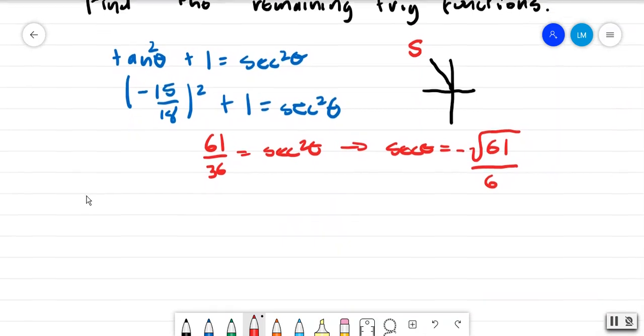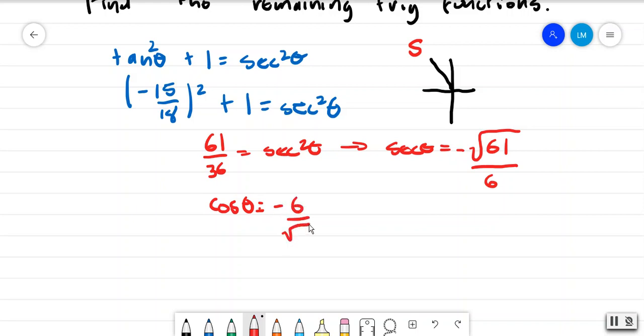Okay, so by this process we can figure out that cosine is equal to negative 6 divided by root 61. But if we reduce this even further, we're going to multiply by root 61 over root 61, and this is going to equal negative 6 root 61 divided by 61.